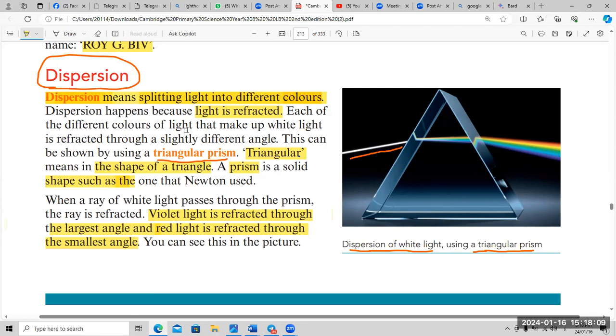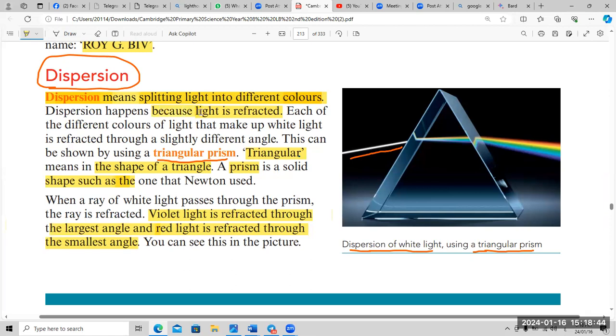Again, in these two paragraphs, we have a lot of information, but this information is very important. Number 1, what is the definition of dispersion here? It is splitting light into different colors. Yes. Why is the white light splitting? Because what happened to the light inside the triangular prism? Light is refracted.